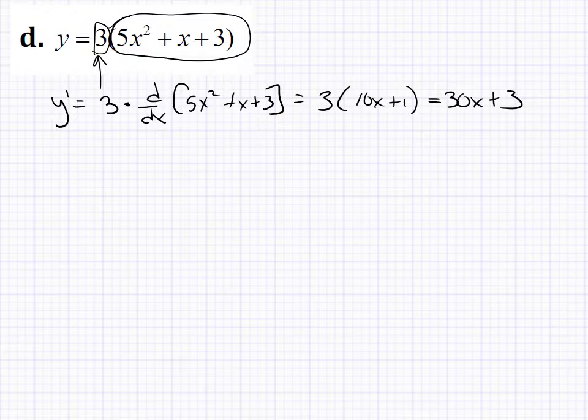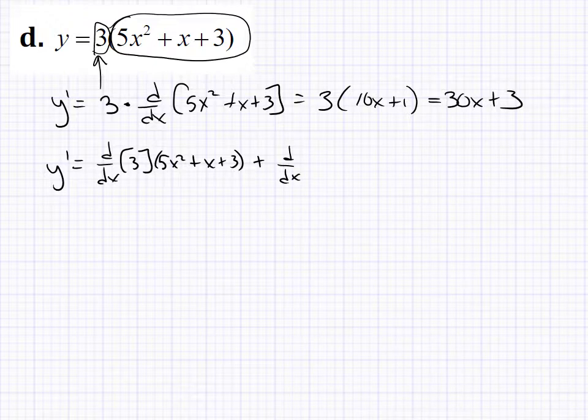Real simple. Now let's say for some reason you thought maybe I should use the product rule, which will work. It's just a longer way to get this done. And you took the derivative of the first piece, which was 3, times the 5x squared plus x plus 3, plus the derivative of 5x squared plus x plus 3 times 3 itself.